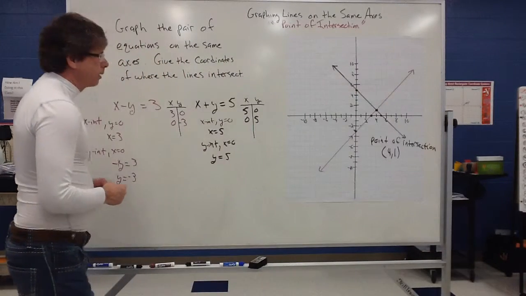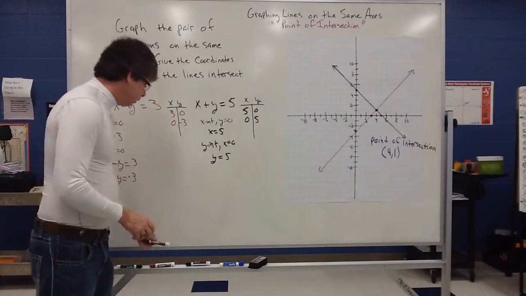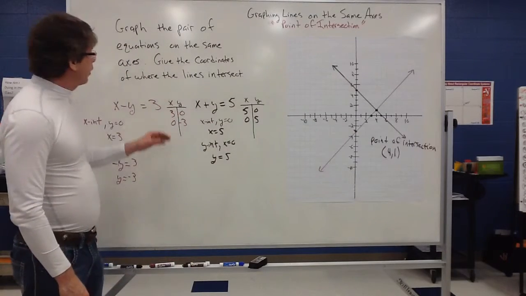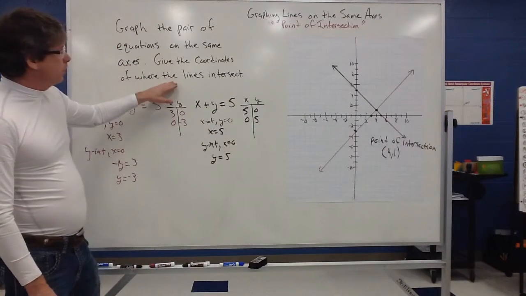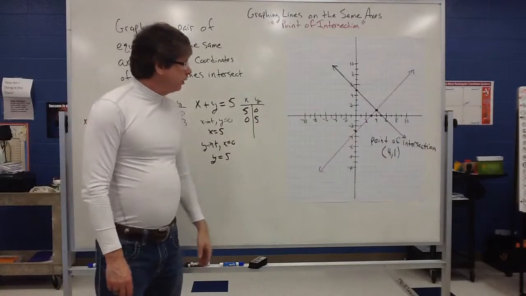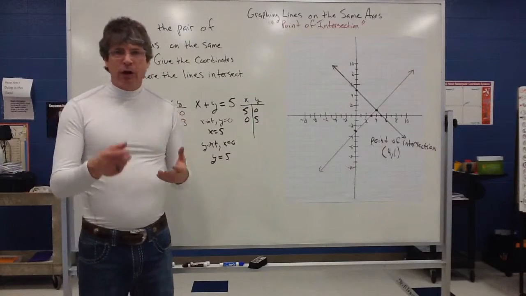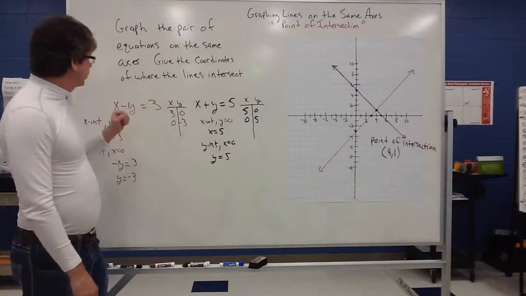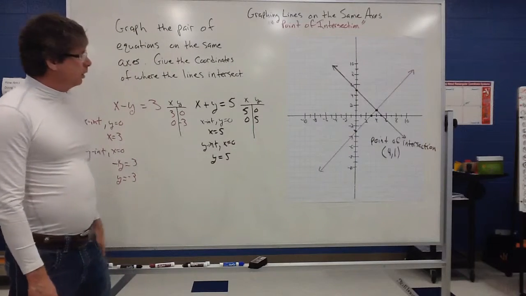So that would be our solution to that problem, is graphing it and then identifying the point of intersection. And we see that it is 4, 1. So that math is not too hard once you get the concepts of graphing linear equations.